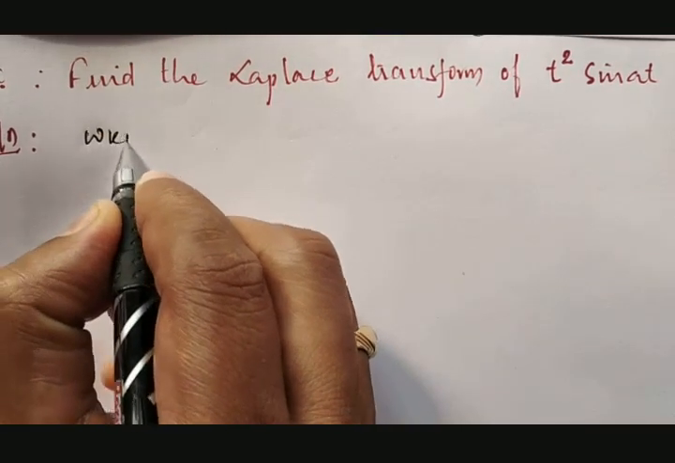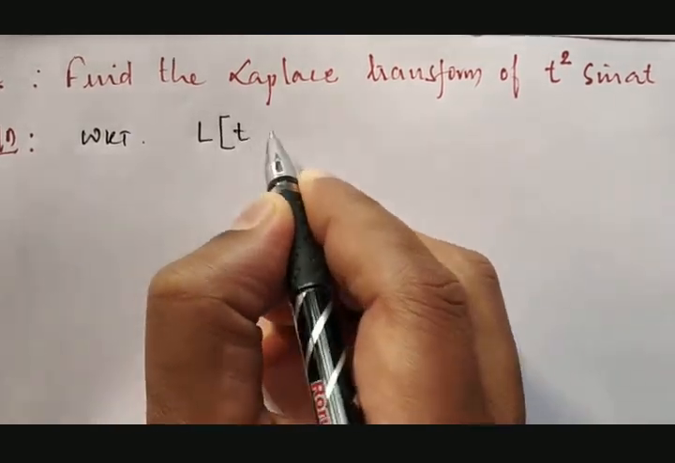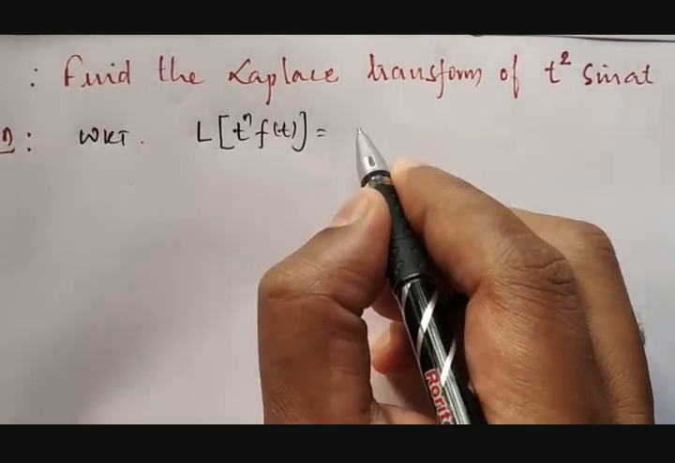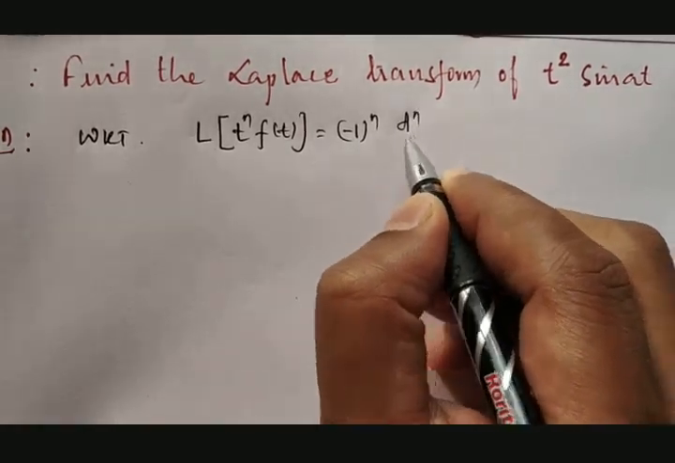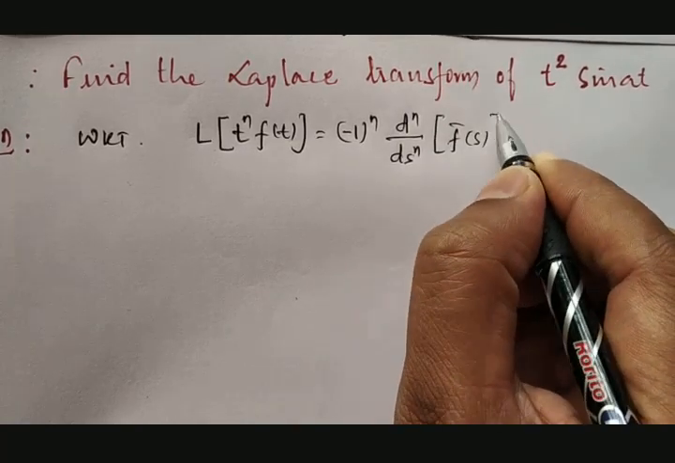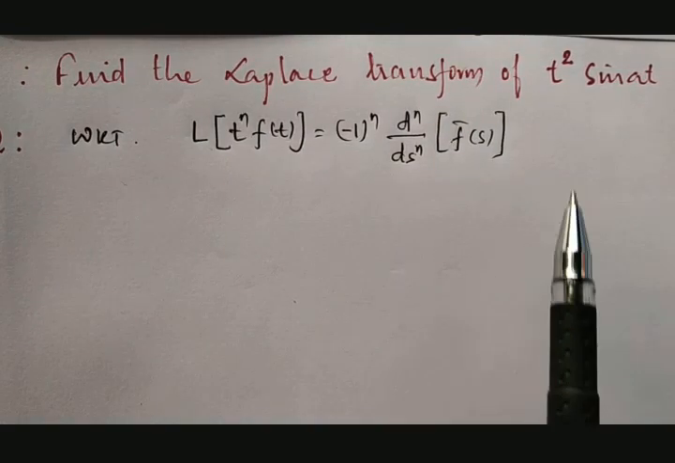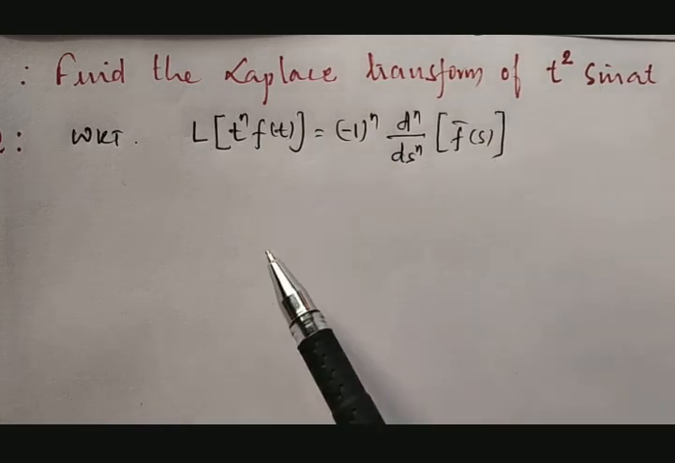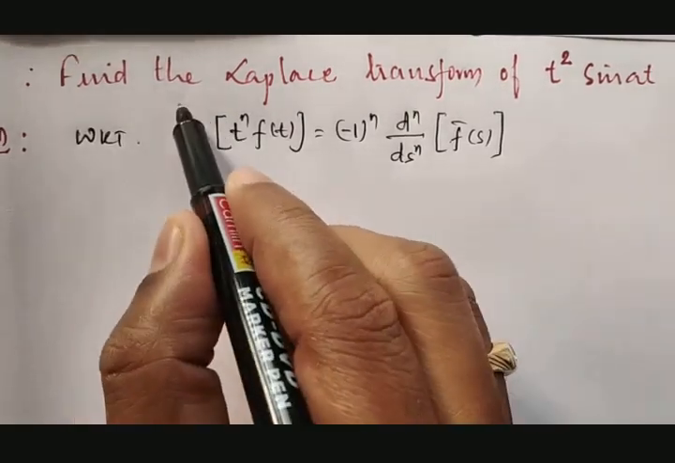So we'll write down the derivative property. It says the Laplace transformation of t raised to n into f of t is equal to minus 1 raised to n into d raised to n by ds raised to n of f bar of s. Here the essential thing is we need to understand what f bar of s will be from the given example.